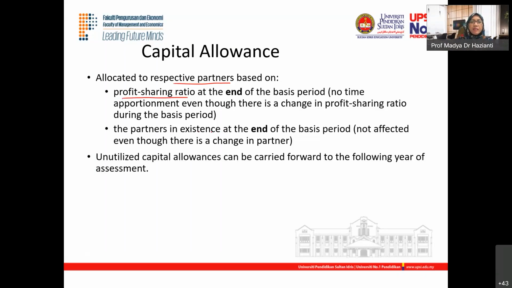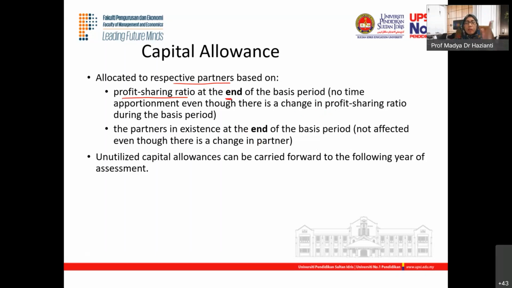And the partners in existence at the end of the basis period. So not affected even though there is a change in partner. Change in profit sharing pun tak apa. Tapi kita ambil profit sharing at the end of the basis period.